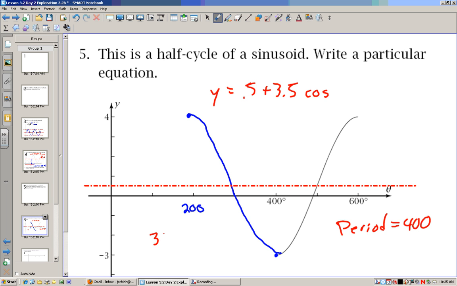So what we normally do is we take 360 divided by our period. That's 36 over 40, which is 18 over 20, which is 9 over 10. And 9 over 10 is 0.9. So this is the cosine of 0.9. And now it starts 200 to the right. So I can say theta minus 200.